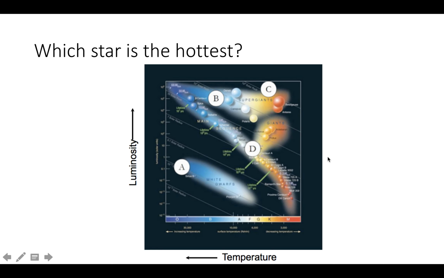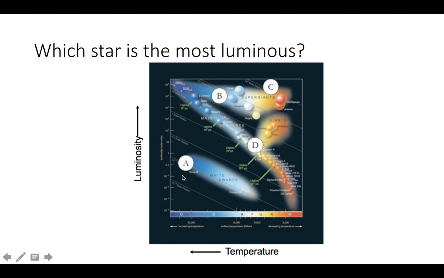Okay, so which star is the hottest? You should say A. Okay. Which star is the most luminous? That's on the vertical axis.